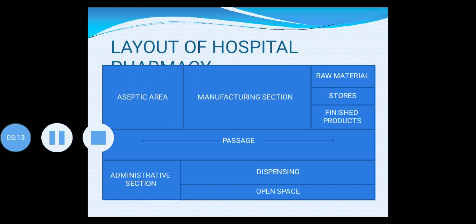Then finished products: after manufacturing, the different final products are stored in the finished product store. And between them a passage is found in a hospital pharmacy. Then the administrative section, where the different diagnoses of patients, new patients or old patients, are handled. Then dispensing of medicines for inpatients or outpatients, and then open space is found. That is the layout of the hospital pharmacy.